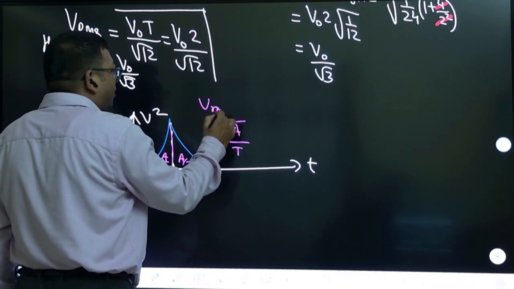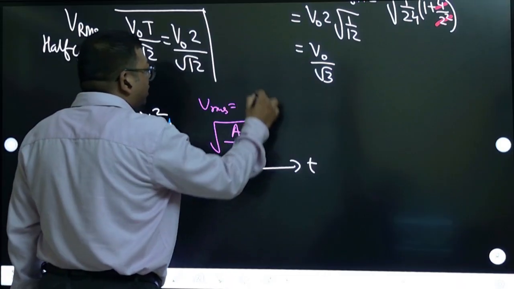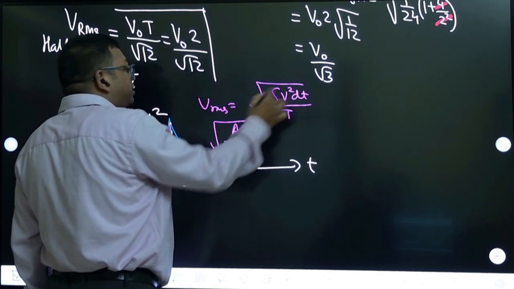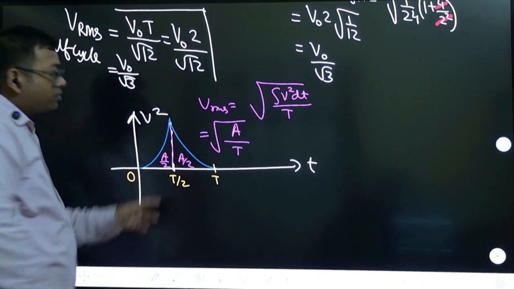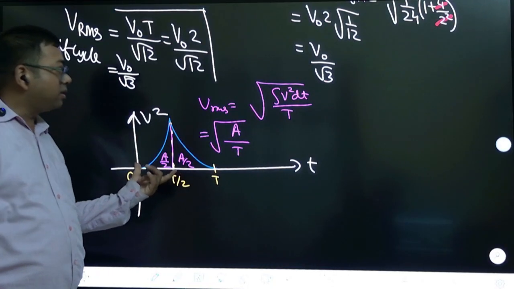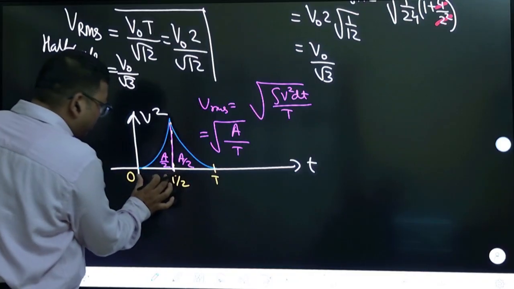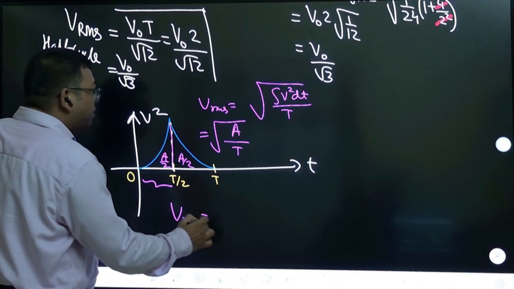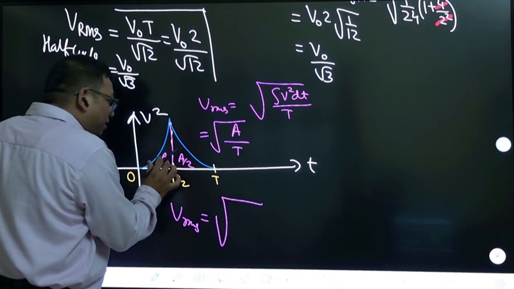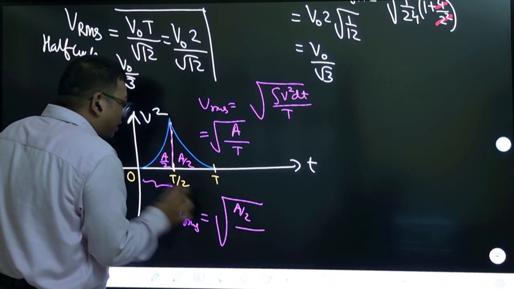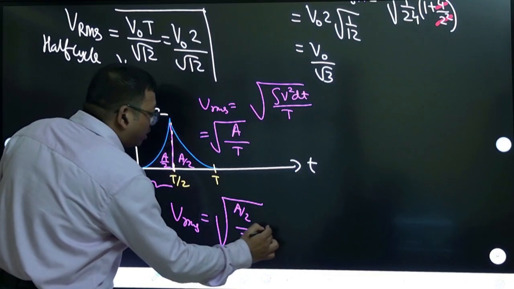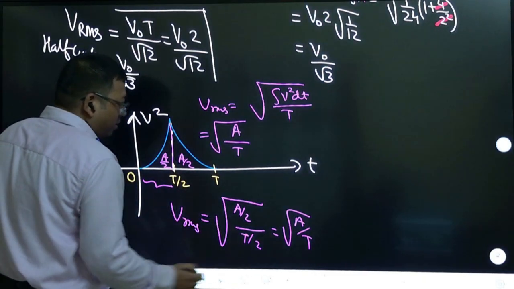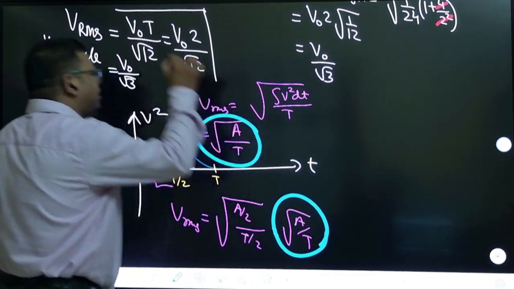vrms is root under the integral of v square dt divided by the time. So v square dt is the area under the total v square graph, and the area is a divided by time. Now if I take half the cycle, what is vrms? The area becomes a by 2 and the time becomes t by 2. So again it is root under a by t. You see this value and this value are the same.